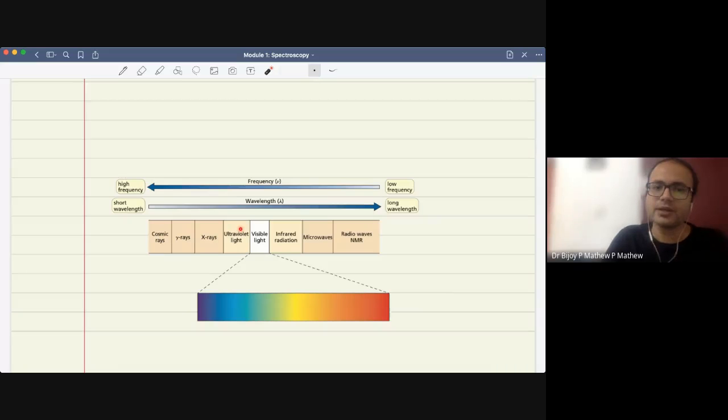Okay, and these two electromagnetic radiations are that particular region we use in the spectroscopy dealing with UV visible spectroscopy. So this part of the region is what we use for that spectroscopic purpose.